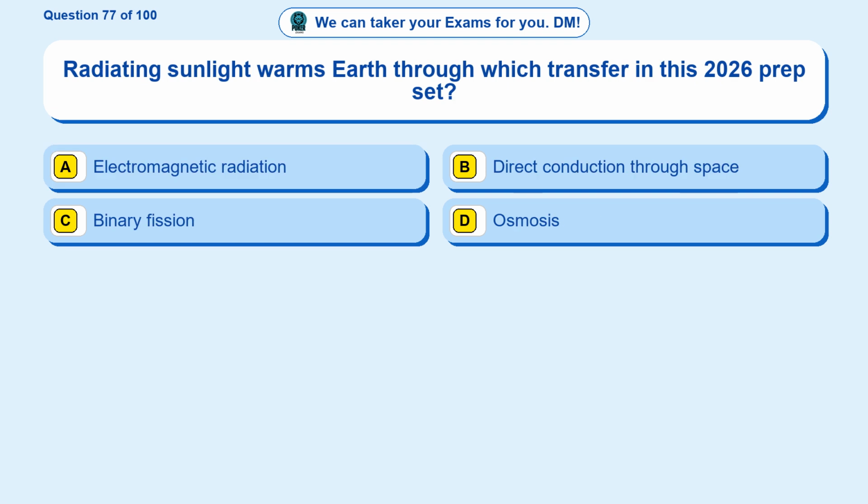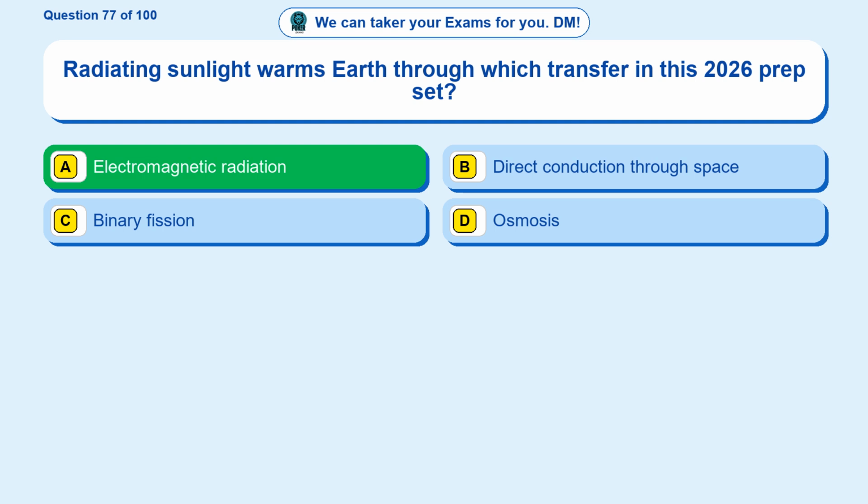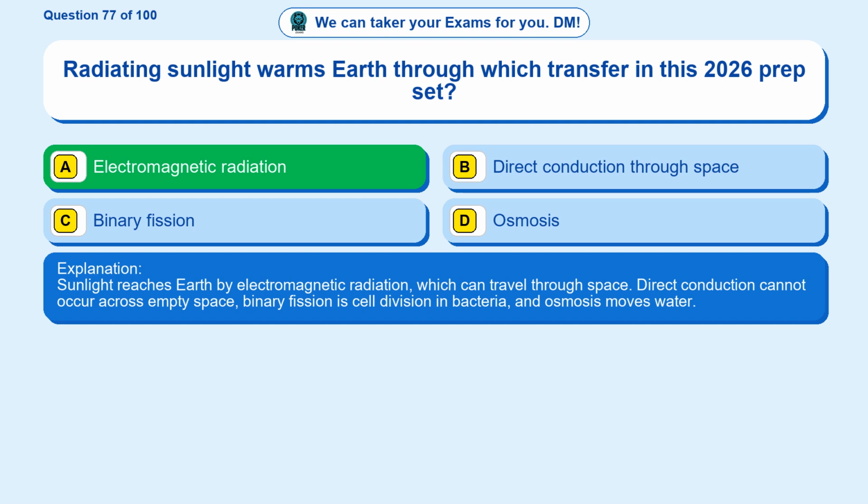Question 77. Radiating sunlight warms Earth through which transfer in this 2026 prep set? Option A, electromagnetic radiation. Option B, direct conduction through space. Option C, binary fission. Option D, osmosis. The correct answer is option A, electromagnetic radiation. Sunlight reaches Earth by electromagnetic radiation, which can travel through space. Direct conduction cannot occur across empty space, binary fission is cell division in bacteria, and osmosis moves water.